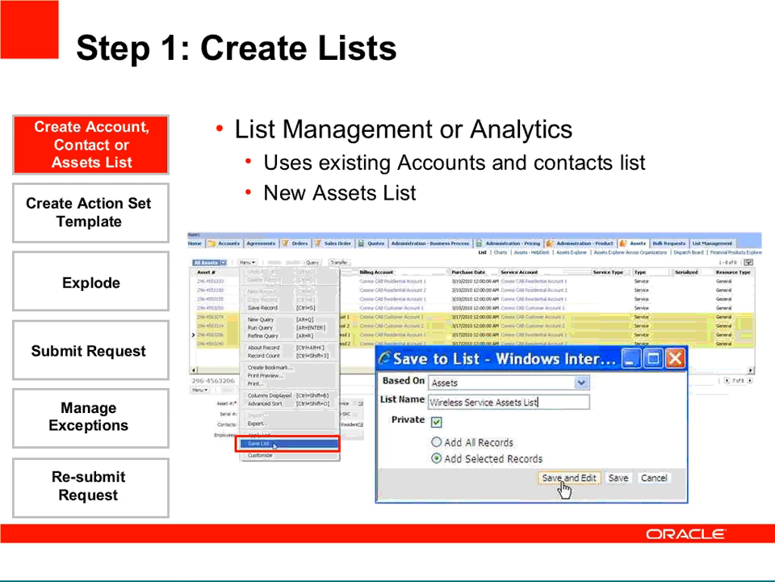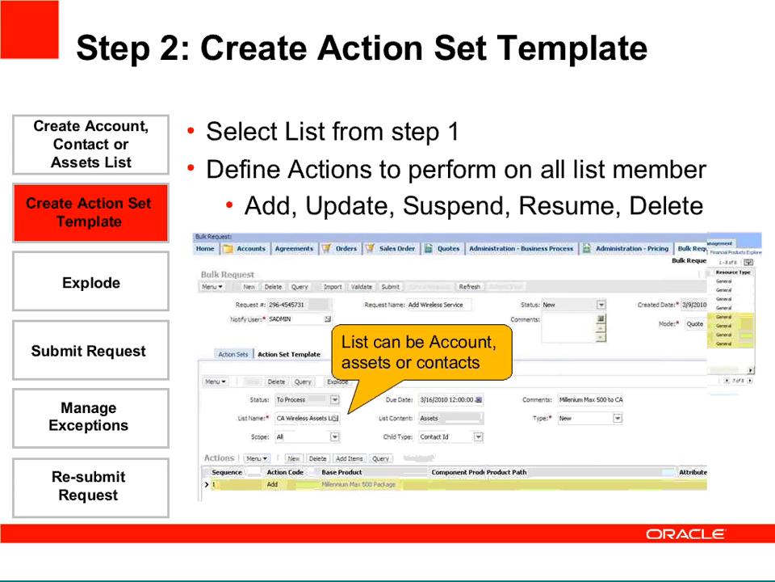Now, let us look step-by-step at how the account group selection is done. The first step is to create the account, contact, or asset list. This can be done either by list management or analytics. Use an existing account and contact list or create a new asset list. The next step is to select the list in the action set template view and define actions to perform on all the list members to add, update, suspend, resume, or delete.